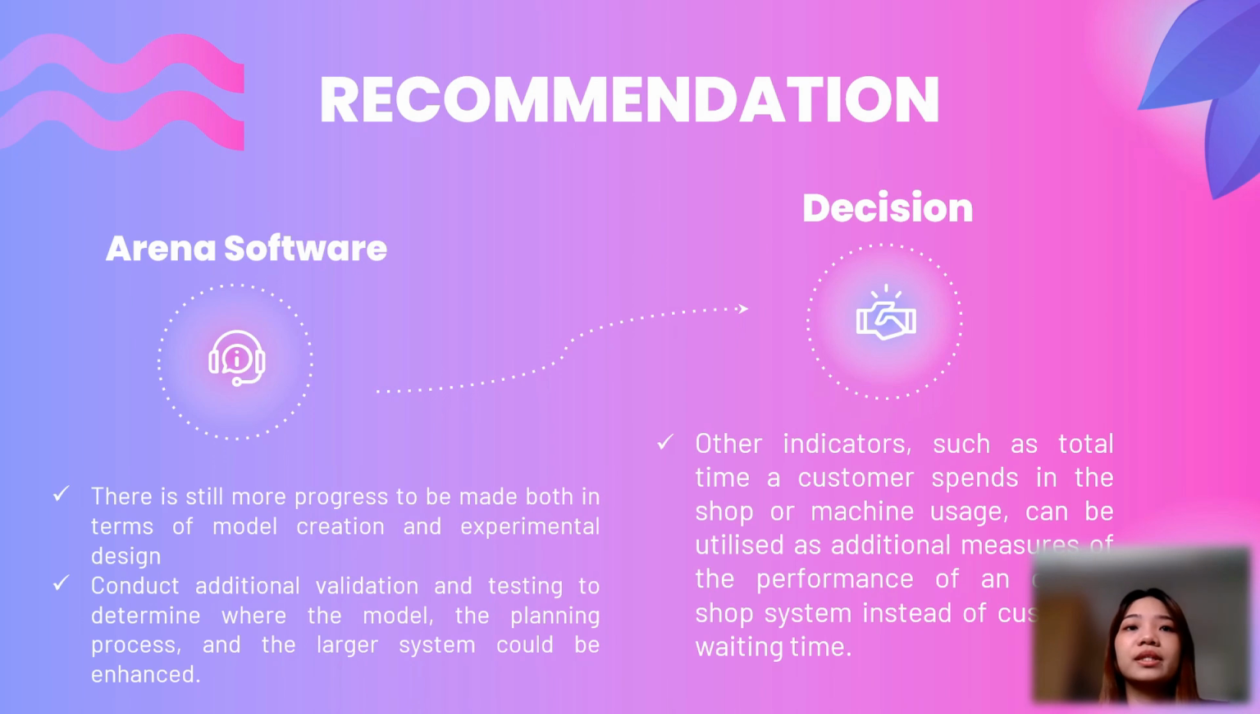So next is recommendation. The recommendation has two types. One is for the Arena software and one is for the decision. So first for the Arena software, the suggestion for improving the Arena software is there is still more progress to be made both in terms of model creation and experimental design, and conduct additional validation and testing to determine where the model, the planning process, and the large system could be enhanced.